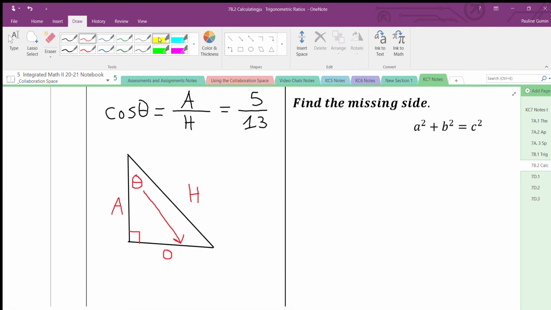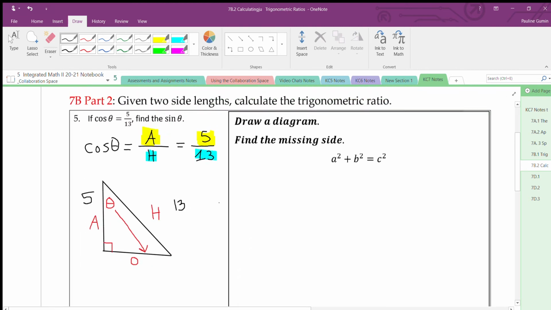Check it out. I know that my adjacent side is 5, so this side right here is 5. I also have that my hypotenuse is 13. Okay, so we drew a diagram. Let's find the missing side.